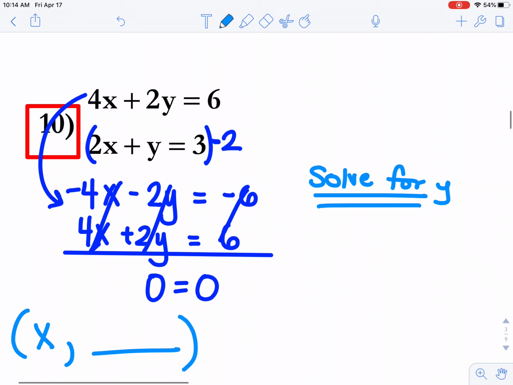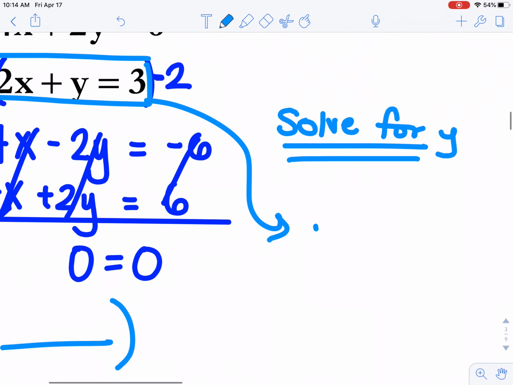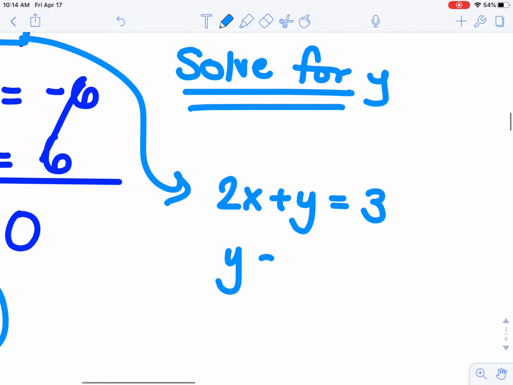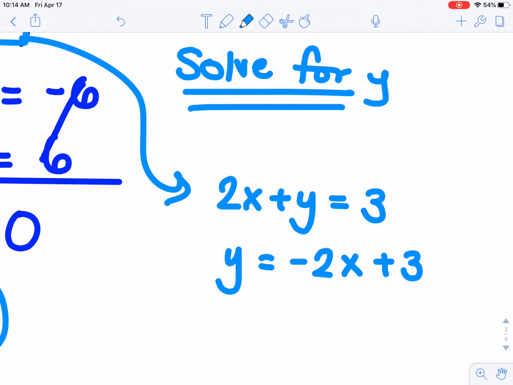All right, so I think it's easiest to use the second equation, but you could use either equation to solve for y. You should get the same thing. We get 2x plus y equals 3. So if I get y by itself, that's what solving for y means, I get -2x plus 3. So what this means is y is equivalent to the expression -2x plus 3.